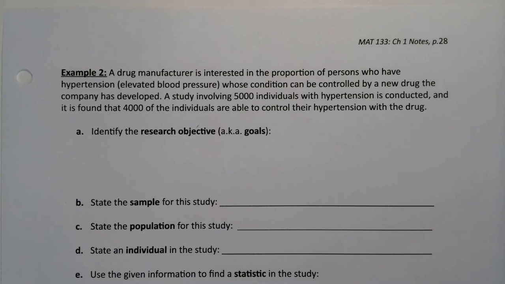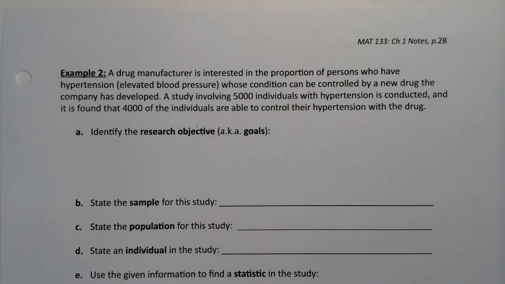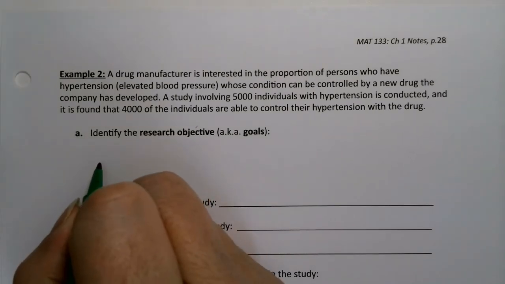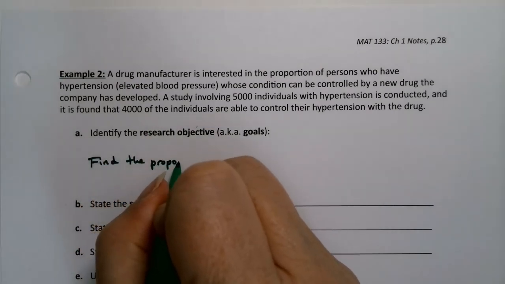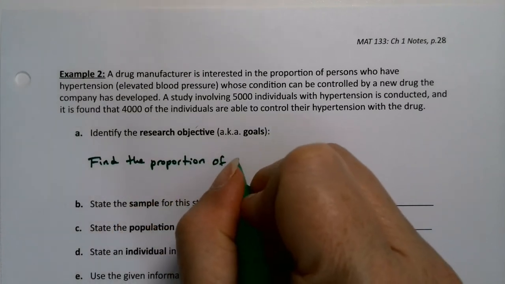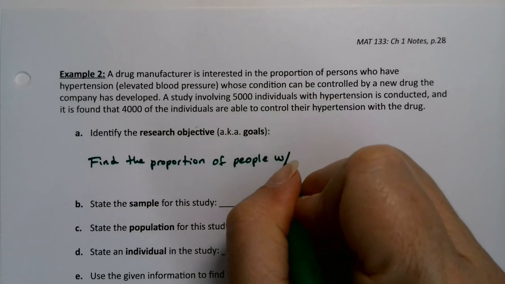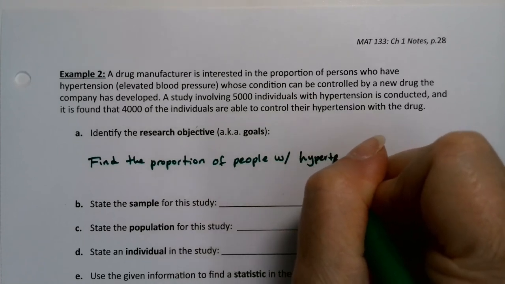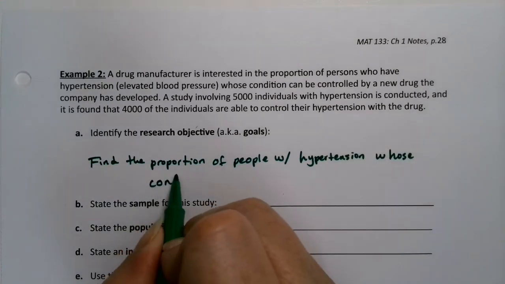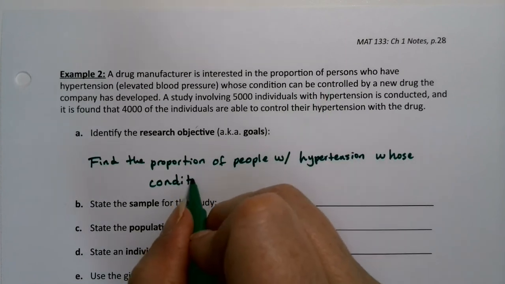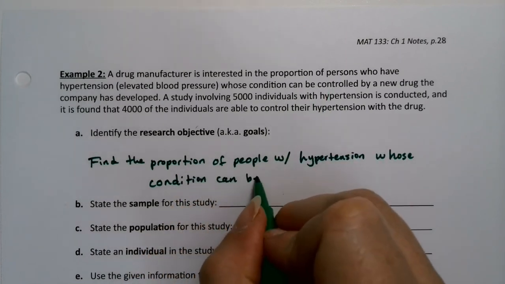Okay, wonderful. So what's their research objective? Right, what's their goal? Well, they obviously want to know what proportion of people are helped by this new drug that they invented, right? So their goal would be: find the proportion of people with hypertension whose condition can be controlled by this new drug. It's like it's already in there. Whose condition can be controlled. Condition can be. It won't always be so spelled out, but.